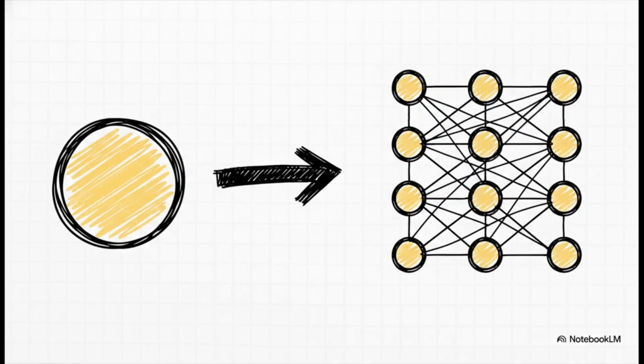Now, obviously, one of these artificial neurons isn't going to accomplish much on its own. But what happens when we start stacking them, connecting thousands or even millions of them together? Well, then we get an artificial neural network. And this is the structure that gives an AI the power to actually learn and solve some seriously complex problems.